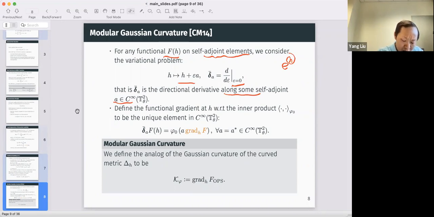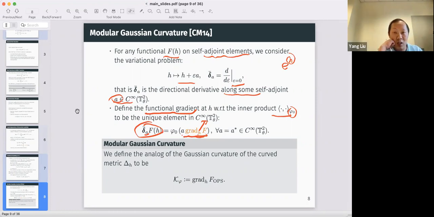So you consider this variational problem. Then, what's the notion of derivative? To define derivative in this setting, we need an inner product. This inner product is provided by the canonical trace phi zero. You can think of it as just a notion of integration. Because this variation is a linear functional in the parameter a here, if you can find an element in this algebra such that the abstract functional on the left-hand side can be understood as the integration of a times this, I will call this grad of F a density. This density is defined to be the functional gradient. That's the quantity that we want to compute.